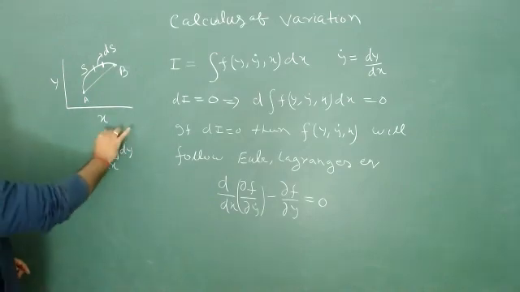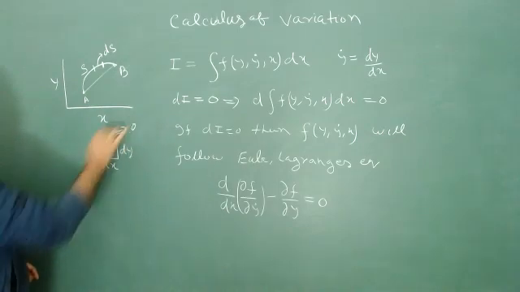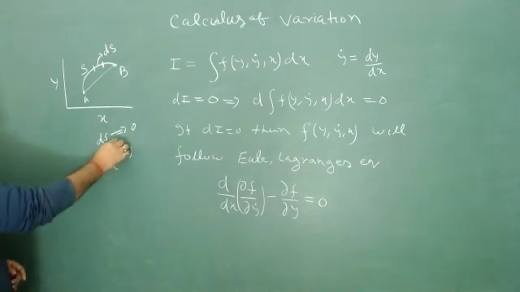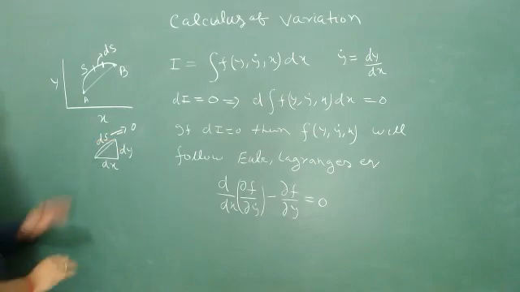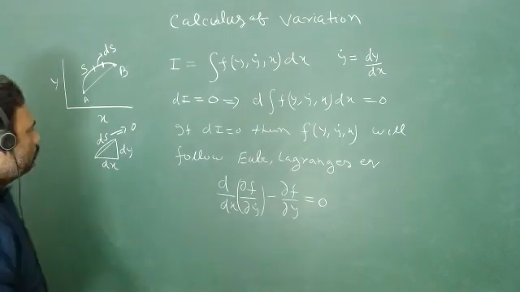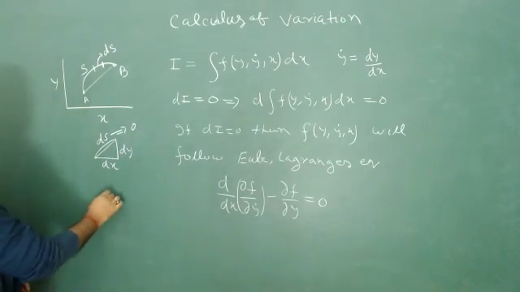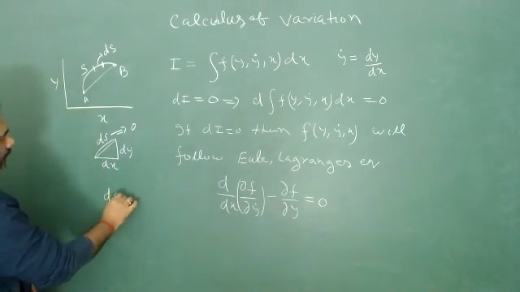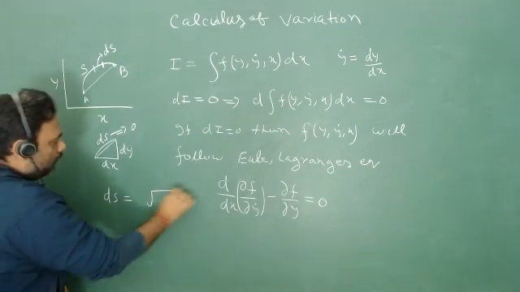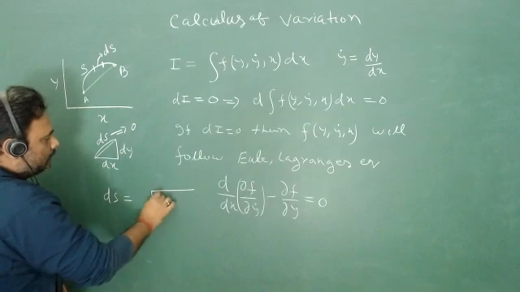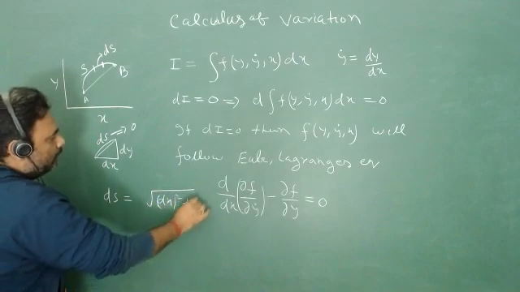Hence ds tends to 0, and we can assume this can be a straight line. Because ds tends to 0, this is all about calculus, nothing else. So we can write ds is equal to root under dx square plus dy square.